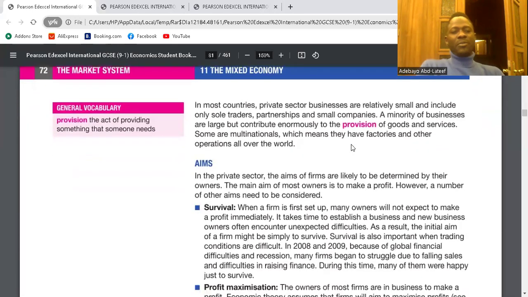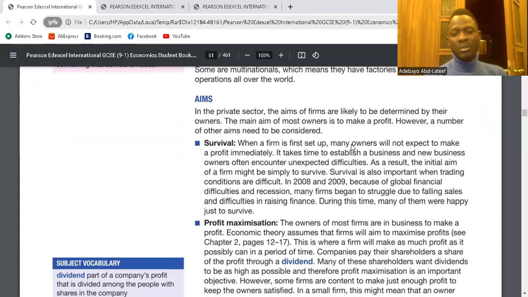What are the aims of private sector businesses? The first one is survival. When a firm is set up, many owners will not expect to make a profit immediately. It takes time to establish a business, and new business owners often encounter unexpected difficulties. As a result, the initial aim of a firm might be to simply survive. Survival is also important when trading conditions are difficult.